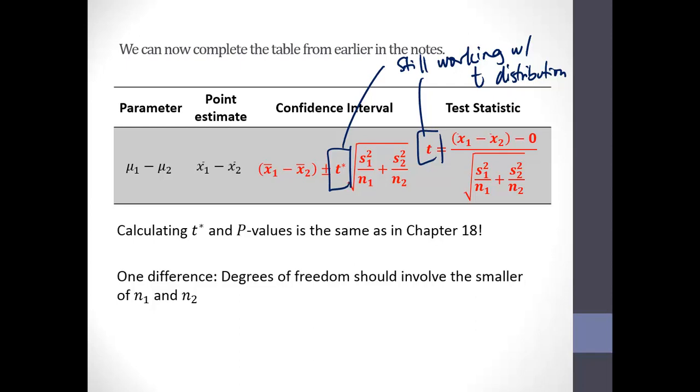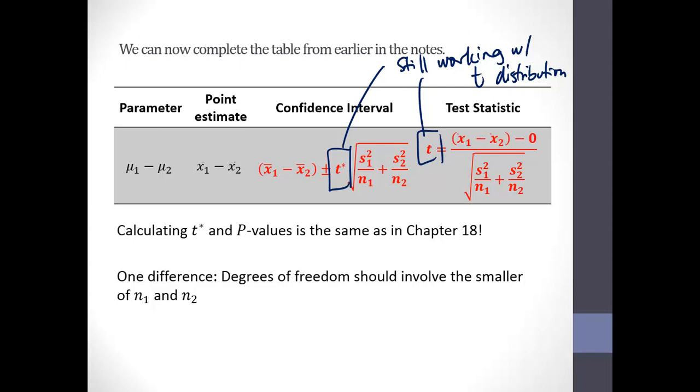So if you want a 90% confidence interval, you're going to go to table C just like you did before. When you want to find your p-value, also go to the table just like you did before and find those bounds on what the p-value might be. That's exactly the same, but the one key difference is that the degrees of freedom should involve the smaller of n1 and n2.